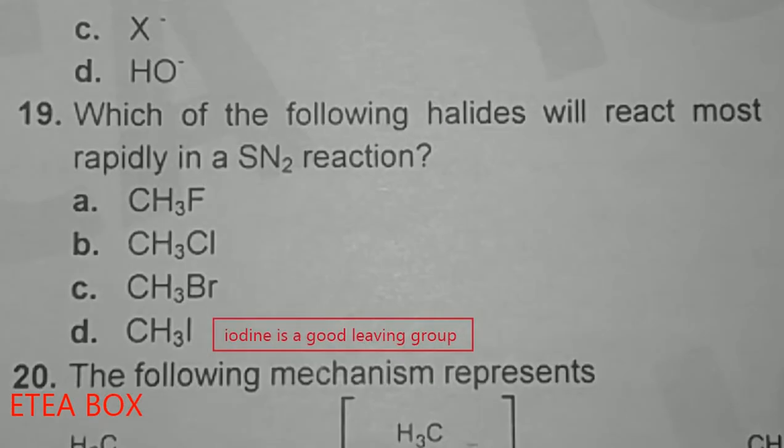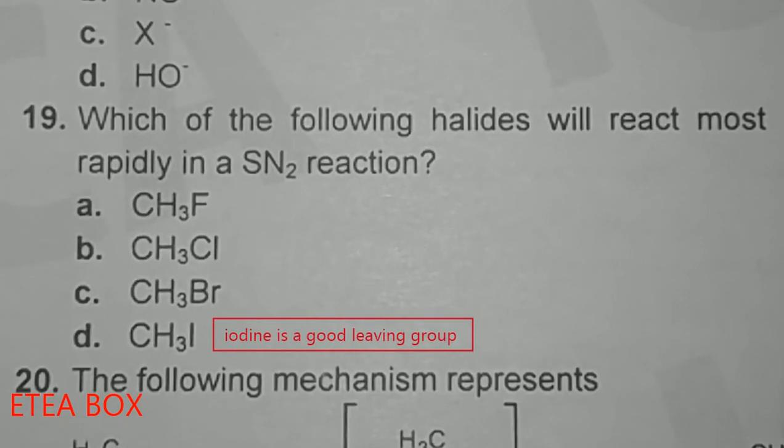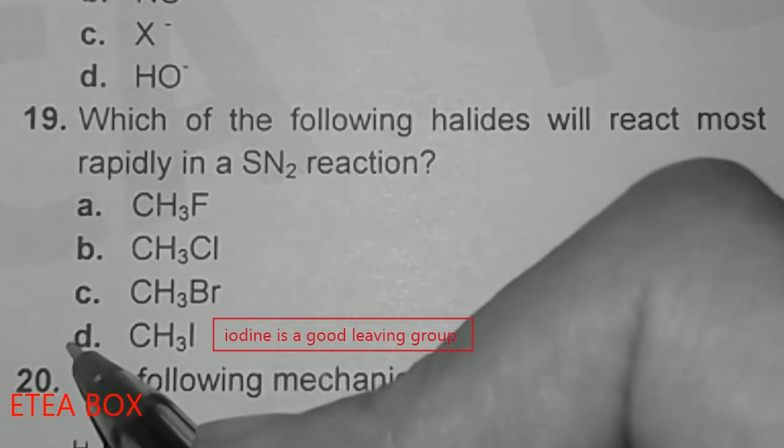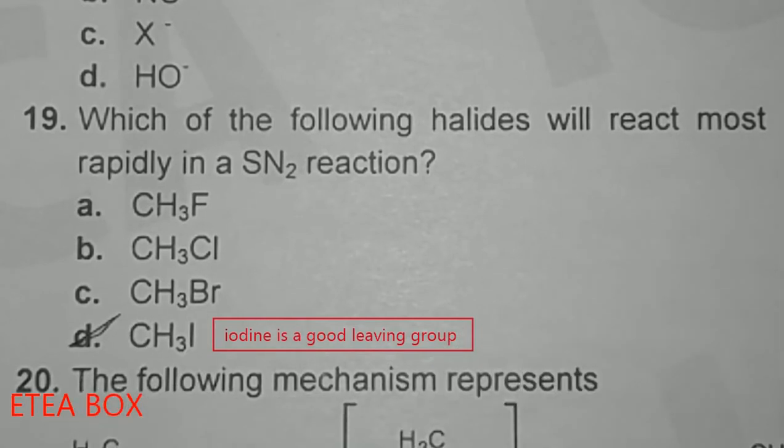Which of the following halides will react most rapidly in SN2 reaction? So here option D is correct, okay, because iodine is a good leaving group, so it can easily leave the alkyl group and it can perform the SN2 reaction easily.